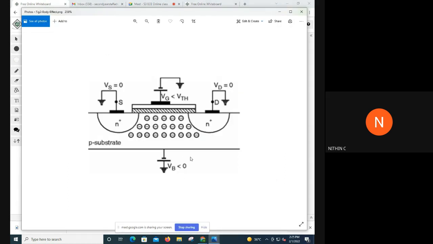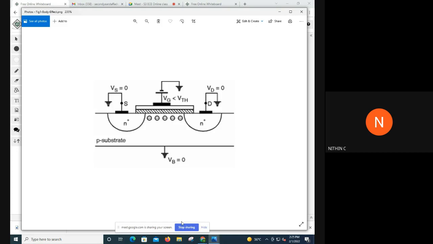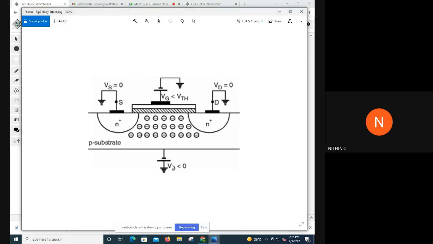That is when you are applying a voltage VB that is less than 0. In the first case both VB and VS were 0, but in the second case we are having a voltage VB that is less than 0. So what happens to the depletion layer width? It will keep on increasing. When the depletion layer width increases, the tendency for an inversion layer to form here decreases. That will in fact change the VTH value. There will be a change in the VTH value due to that.